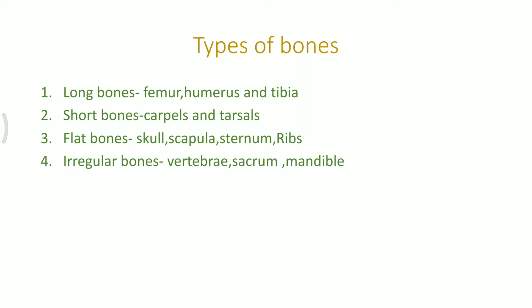The humerus of the upper arm, the radius and ulna of the forearm, the femur of the thigh, and the tibia and fibula of the leg, all of these are long bones, or long bones are helpful in forming these structures. Next is about the short bones.